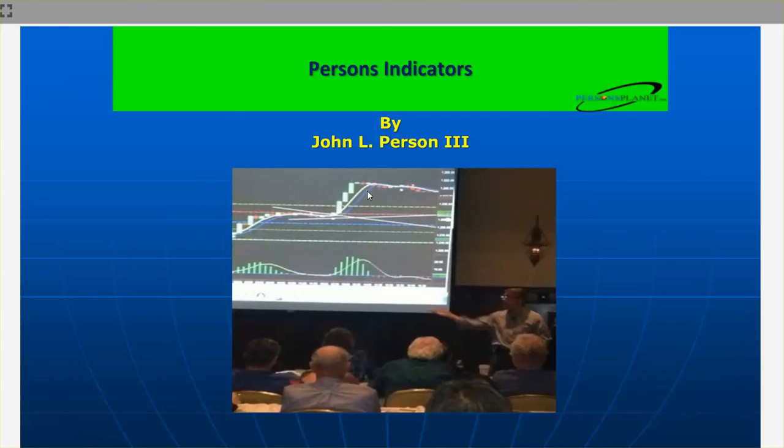Great. Thanks a lot, Don, for the introduction. Yeah, that is actually a part of the indicators that I use in the Person's pivots. And thanks everyone for being here.